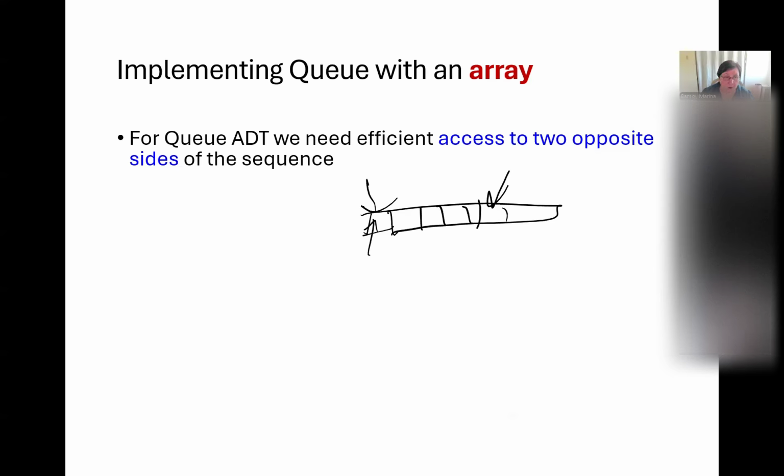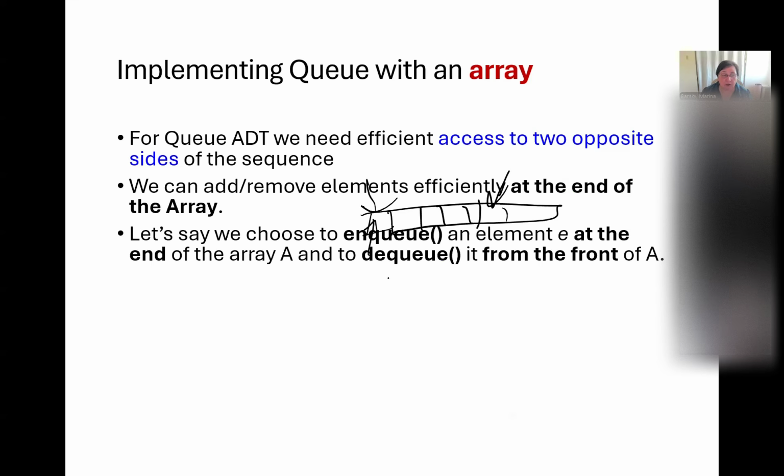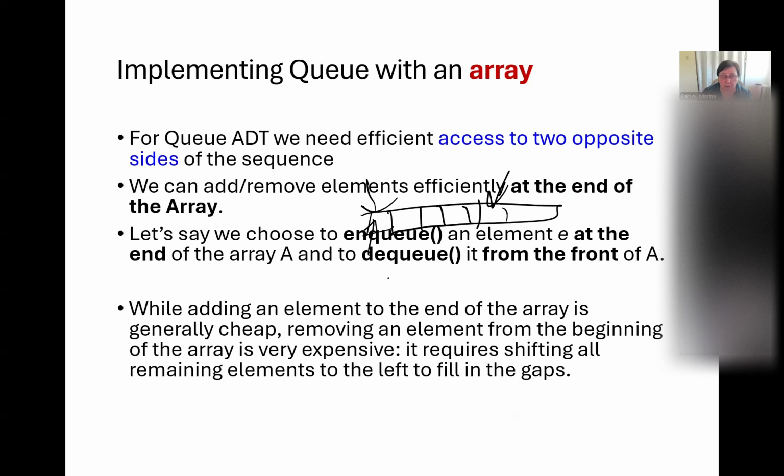So how do we get around this problem? We can add and remove elements efficiently at the end of the array. Let's say we choose to add to the end of the array and remove from the front of the array. While adding an element to the end of the array is generally cheap, removing an element from the beginning of the array is very expensive. It's big O of n. Just one removal, you remove one patient, and then you would need to shift n patients to the front of the queue. Okay, so there is a problem with the queue.